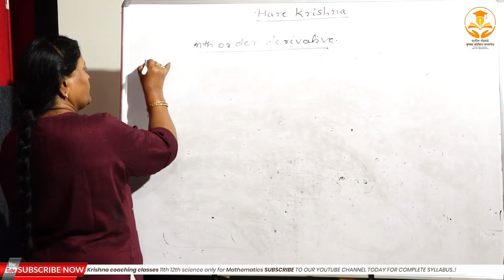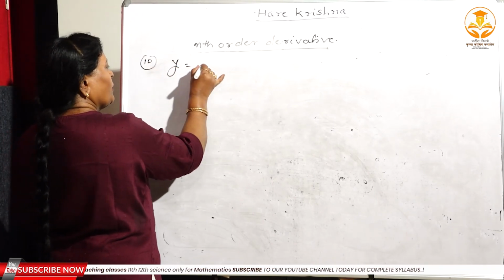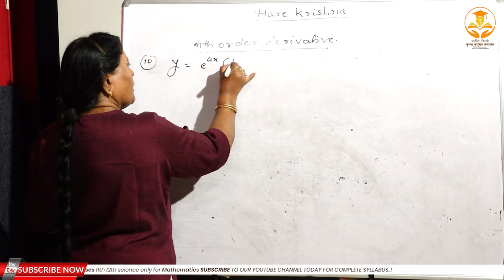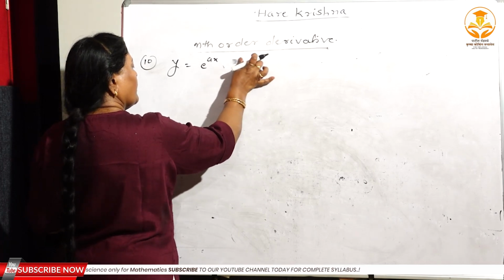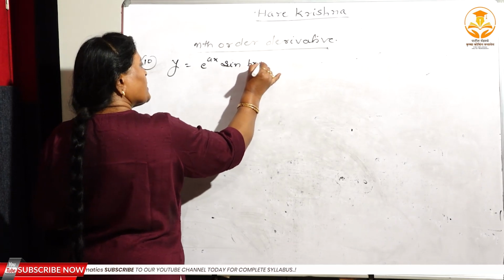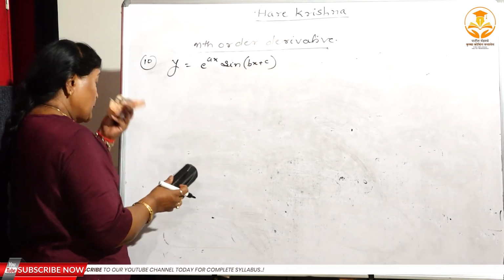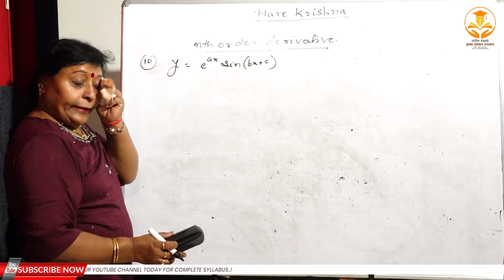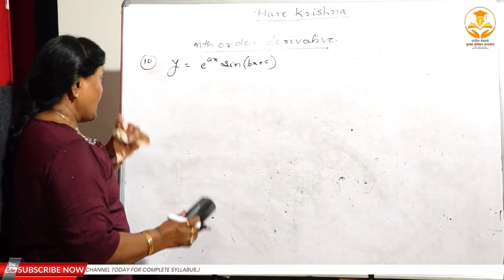10th one. y is equal to e raised to ax sine of bx plus c. See, this is a little bit complicated because there are two terms.